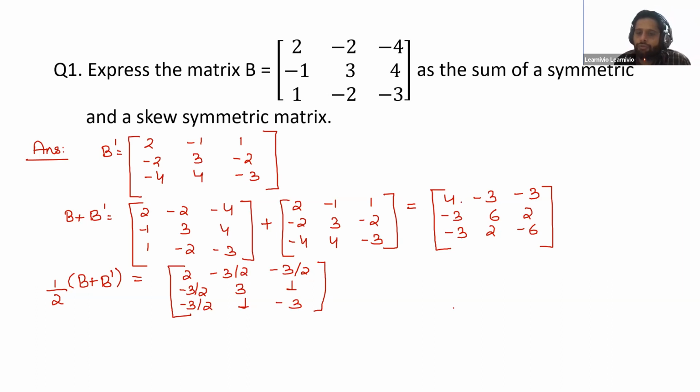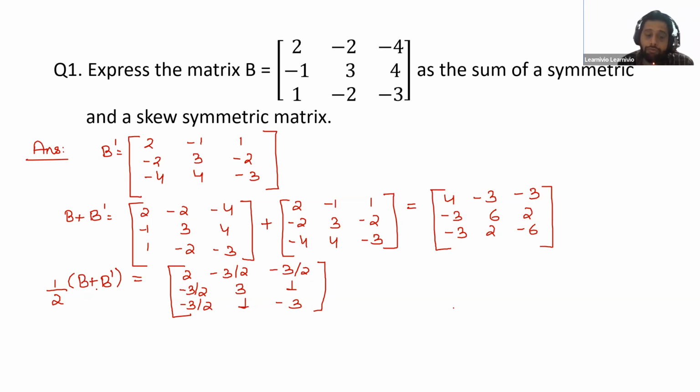Okay, so please check here. B plus B transpose, we get this. Now what we have done, we have divided this with 2. So divide all the elements by 2. So you get 2, minus 3 by 2, minus 3 by 2, and so on. So we get this one.